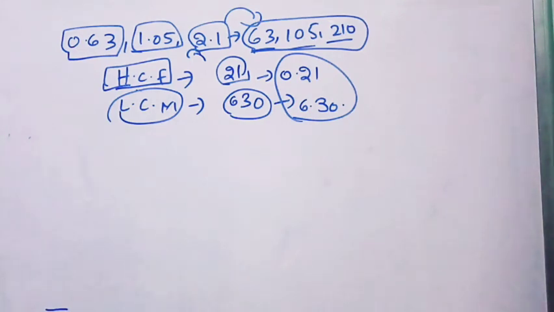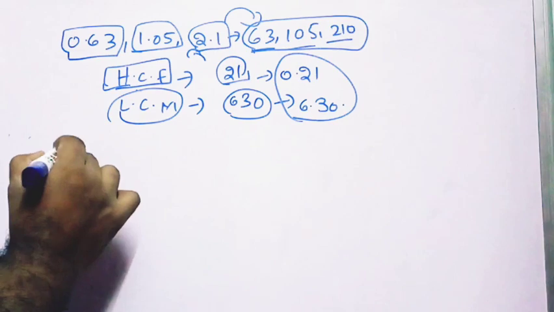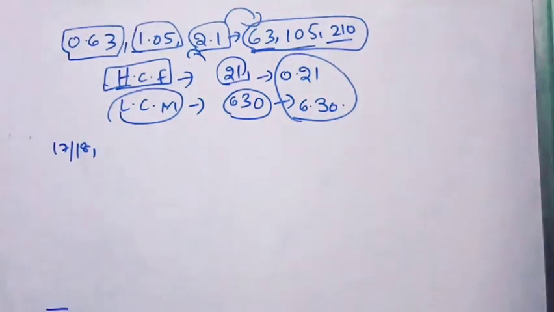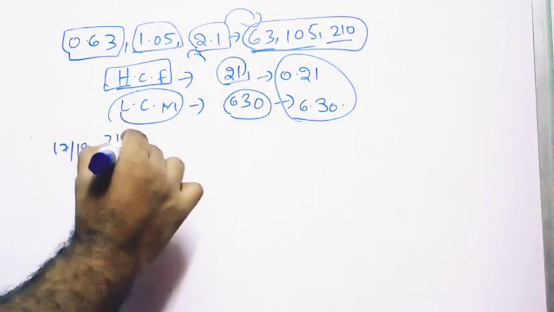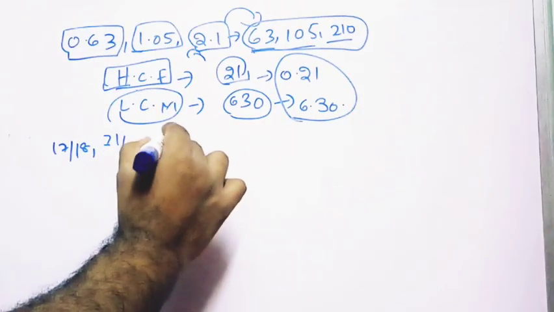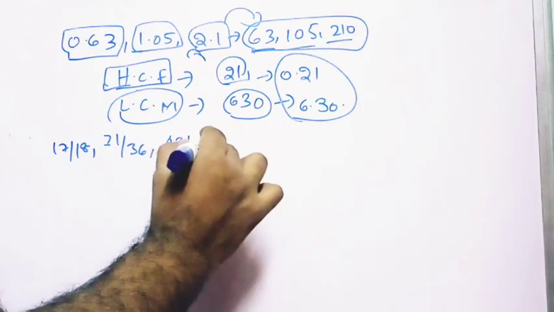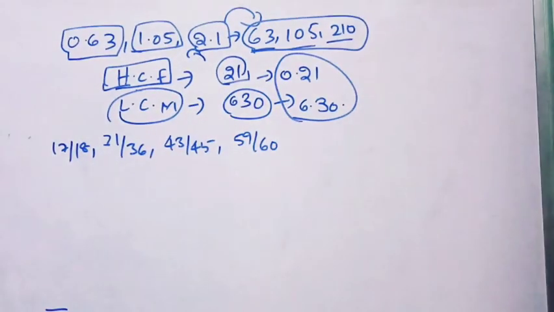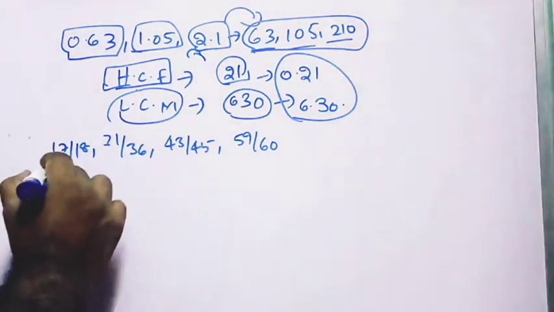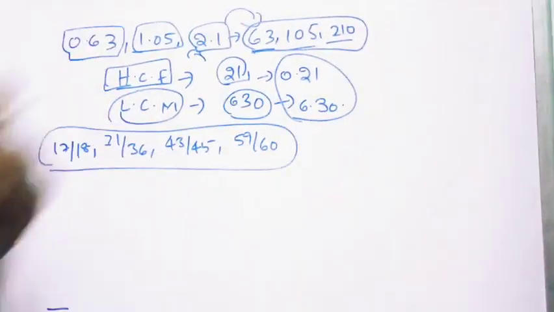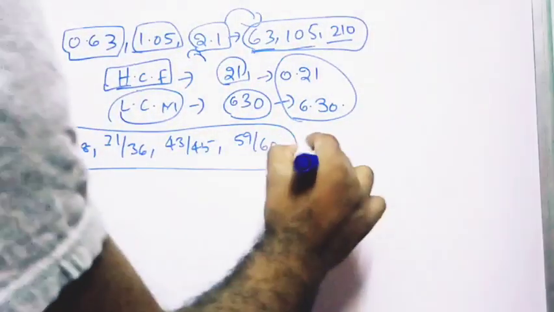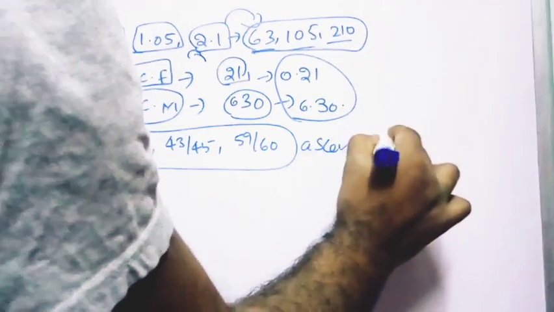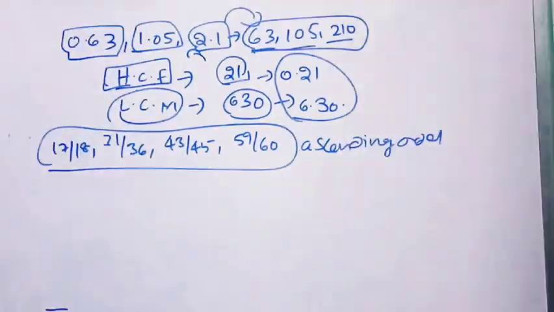And let us say, for example, I have a sequence of fractions: 17 divided by 18, 31 divided by 36, 43 divided by 45, 59 divided by 60. Now what I am going to do is arrange this into ascending order. This series is in fractions, and I am going to make it in ascending order. Ascending order means increasing order.